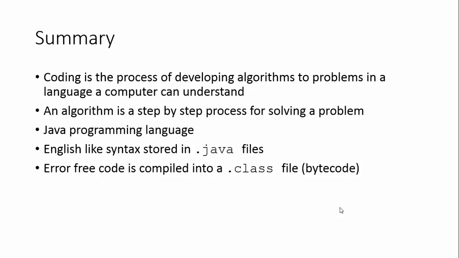So in summary, coding is the process of developing algorithms to problems in a language that the computer can understand. An algorithm is a step-by-step process for solving a problem. In this course, we'll be using the Java programming language. And when you create code, you're writing English-like syntax and you're going to store it in a .java file. When this .java file is error-free and is run through the Java compiler, it will create a .class file, which is called bytecode. This file is the file that is executed when you run your program.